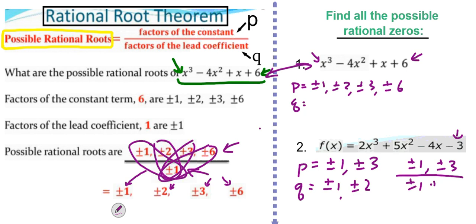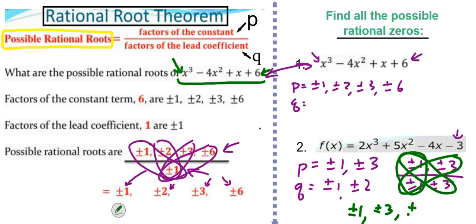Okay, so here's the deal. If I'm just focusing on the 1, I can say plus or minus 1 over plus or minus 1. All right, that's going to give me plus or minus 1. Plus or minus 3 over plus or minus 1, that's going to give me plus or minus 3. Now we have to see if we use the plus or minus 3. So plus or minus 1 over plus or minus 3 is going to be plus or minus 1 over 3. And then plus or minus 3 over plus or minus 3 still gives me plus or minus 1.